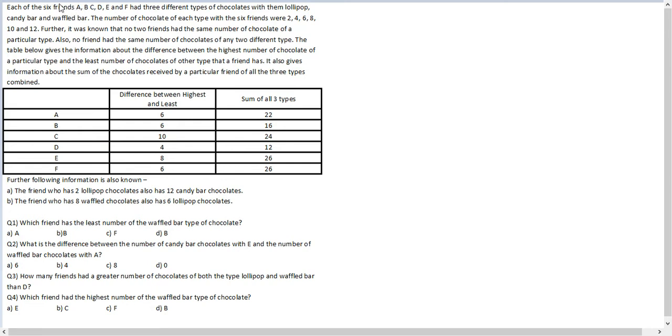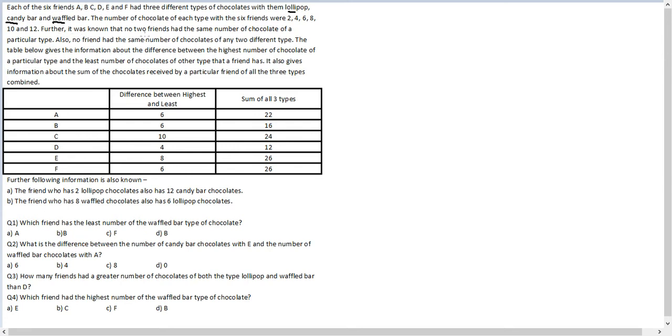So we have here 6 friends and 3 types of chocolates with them: lollipop, candy bar and waffled bar. When you're reading a question, keep making mental notes as to what is the critical piece of information here. The number of chocolates of each type with the 6 friends are 2, 4, 6, 8, 10 and 12. Even numbers all around.